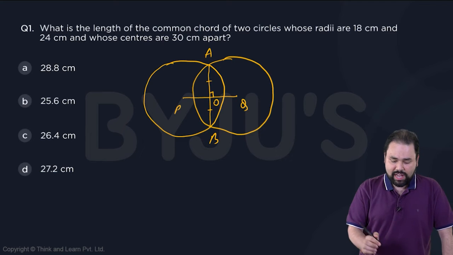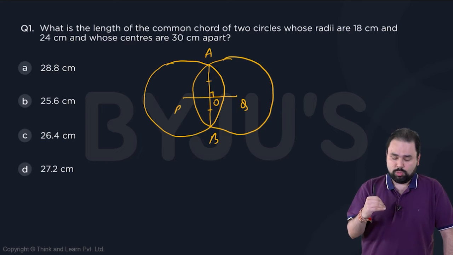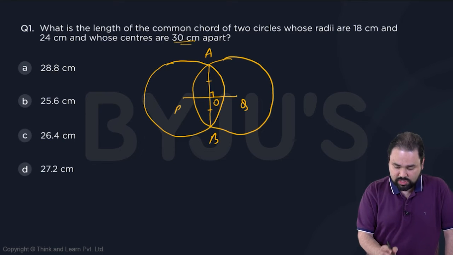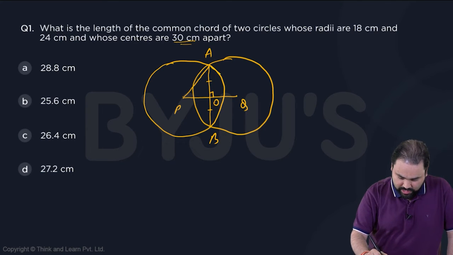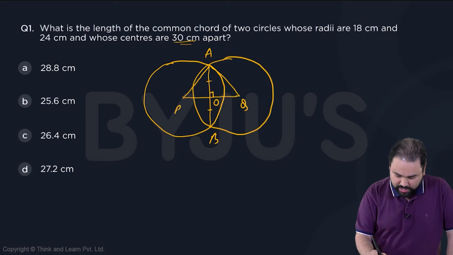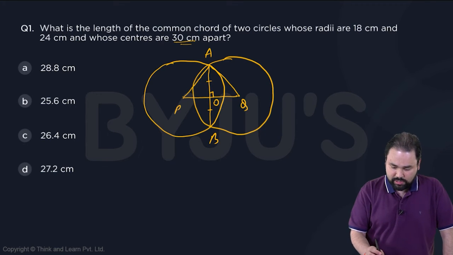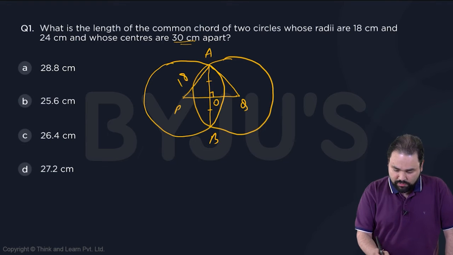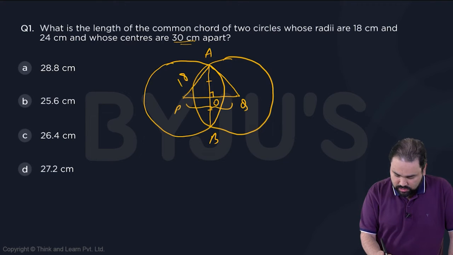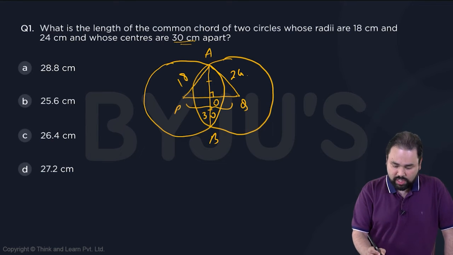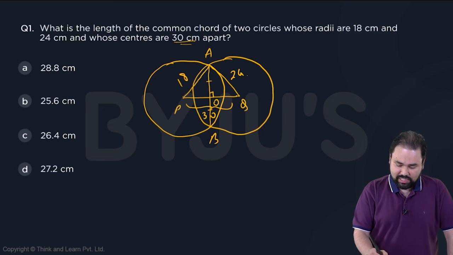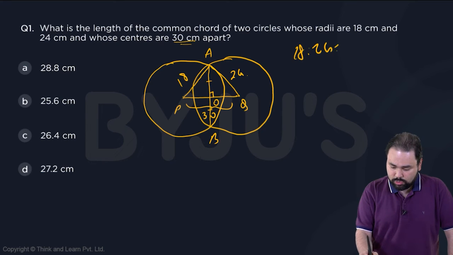Now I know that the length of PQ is 30, which is given. Also these two radii are given. AP, the radius, is 18. PQ, this whole thing, is 30, and AQ is also a radius, which is 24. The first thing that I notice here is 18, 24 and 30. 18 is to 24 is to 30 is 3 is to 4 is to 5.